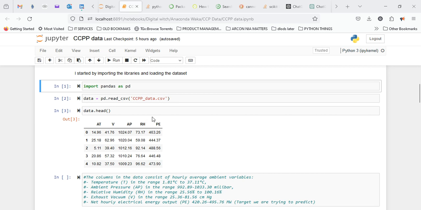You can see the columns for the ambient pressure, the relative humidity, the temperature, and you can see the net hourly output.